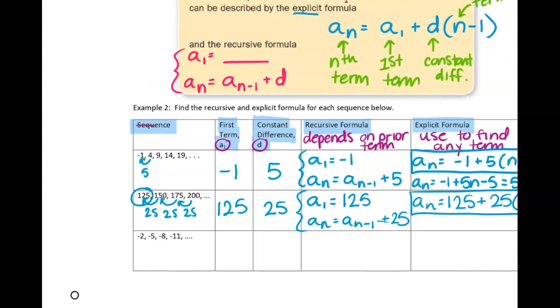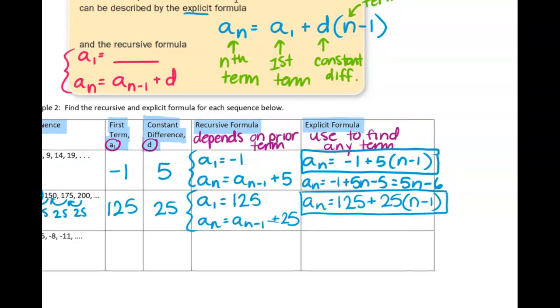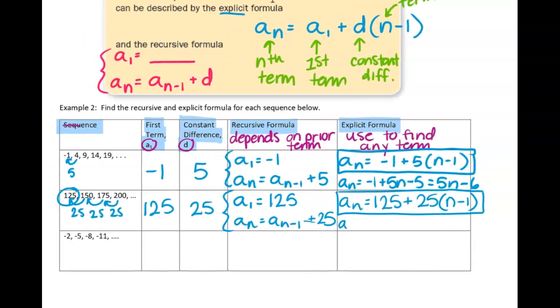If we simplified this, we would end up with a sub n equals 125 plus 25 times n minus 1, which is 25n, 25 times negative 1 minus 25. So we'd end up with 25n plus 100.